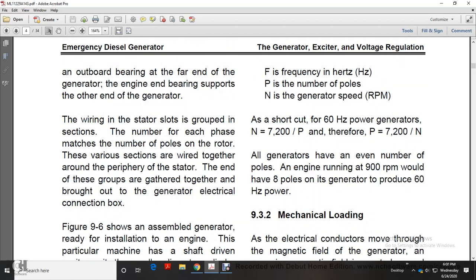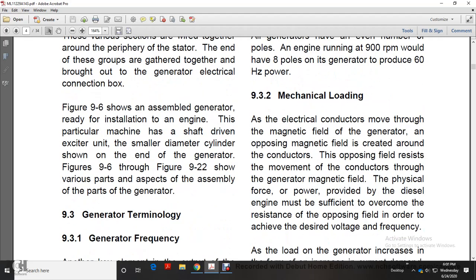The number of the generator speed is 7200 RPMs over P, therefore P is 7200 over the generator speed. All generators have an even number of poles. An engine running at 900 RPMs would have 8 poles on the generator to produce 60 hertz power.